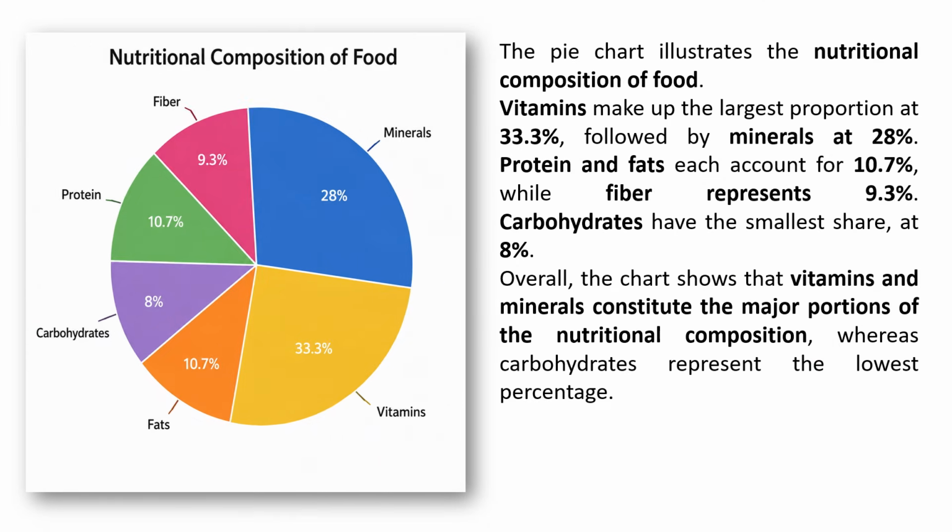The pie chart illustrates the nutritional composition of food. Vitamins make up the largest proportion at 33.3%, followed by minerals at 28%. Protein and fats each account for 10.7%, while fiber represents 9.3%. Carbohydrates have the smallest share, at 8%.